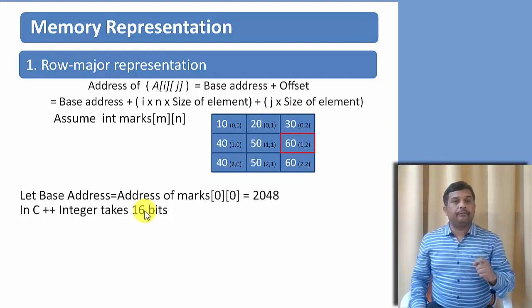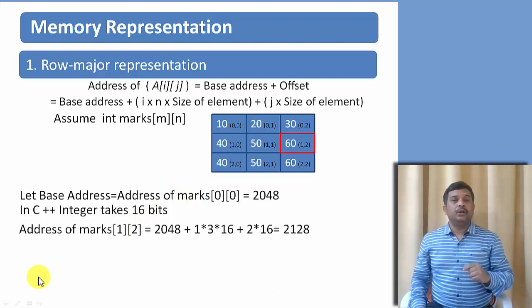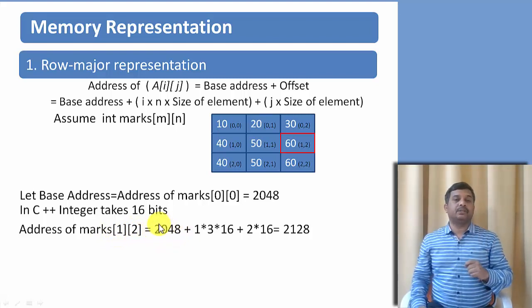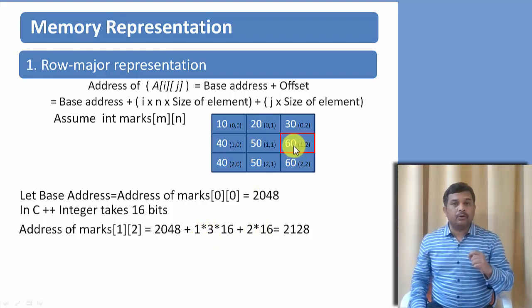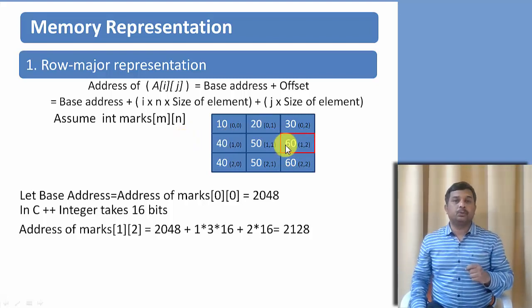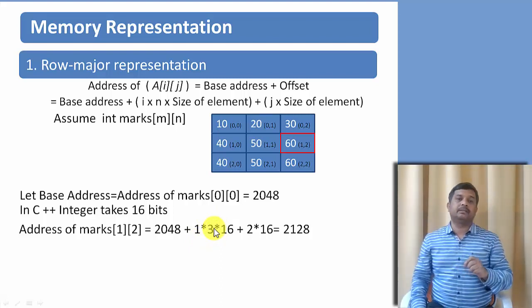So the address of marks[1][2] will be 2048, that is the base address, and the rest of the part is the offset. It means, what is the location you see? For 60 the location is 1, 2. It means before 60 there is one row, and on this row before the element there are two more elements. So for this one row I am having 1, and this particular row contains 3 elements, and each element contains 16 bits. That's why 1 into 3 into 16.